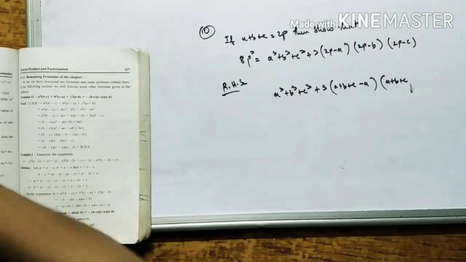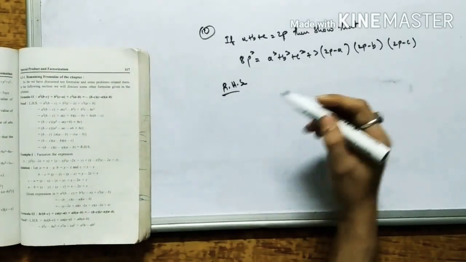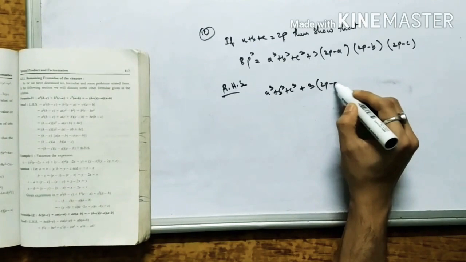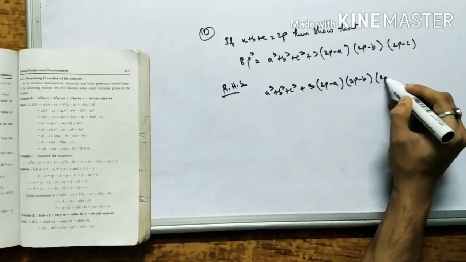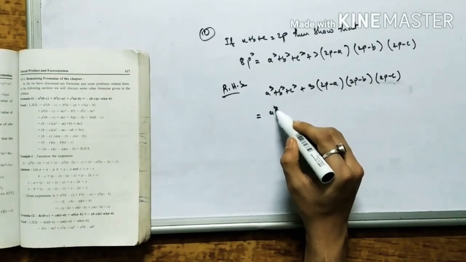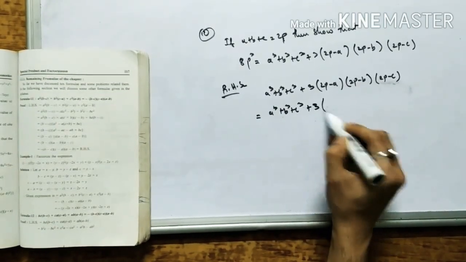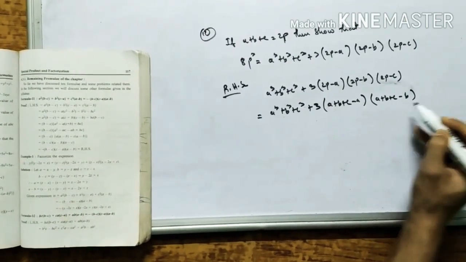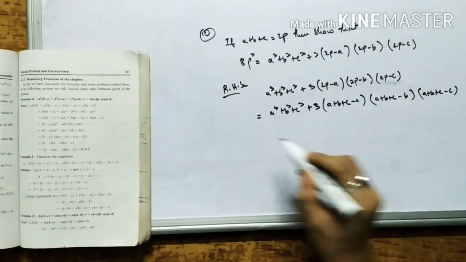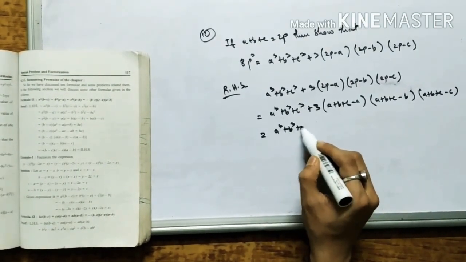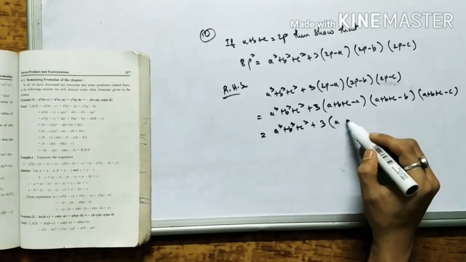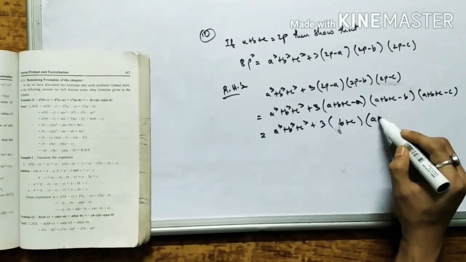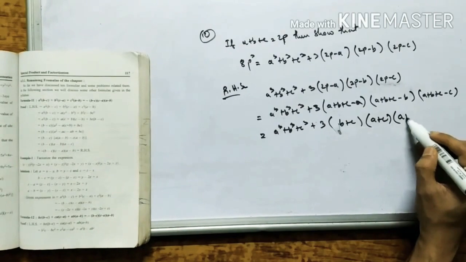Let me write the RHS first of all. RHS is a cube plus b cube plus c cube plus 3(2p minus a)(2p minus b)(2p minus c). So this is equals to a cube plus b cube plus c cube plus 3(a plus b plus c minus a)(a plus b plus c minus b)(a plus b plus c minus c). So this is a cube plus b cube plus c cube plus 3, and I will get (b plus c) here, (a plus c) here, and (a plus b) here.